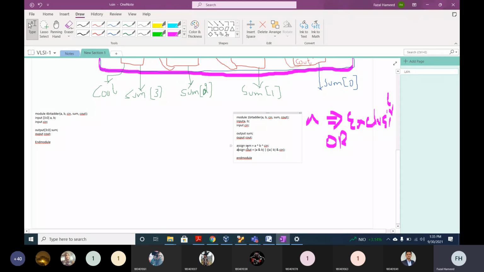Assign sum. Sum is the output. What are the inputs? A, B, and C in. So it means what will be synthesized in hardware? So in hardware, this will be synthesized. It will have this hardware. So this is the hardware of the code that I have written. We will study this code in more and more detail in our upcoming lecture. So actually, what is the output? Sum. What is the input? A, B, and C in.